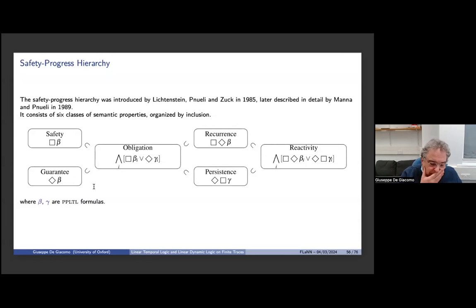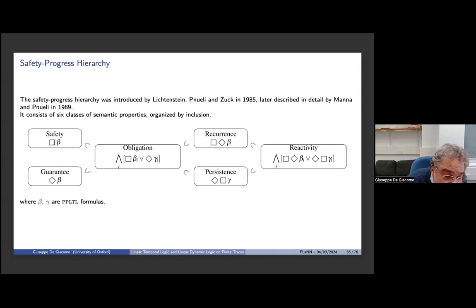Now, let me tell you that this pure past LTL has been used in the past, especially for characterizing the expressivity of fragments of LTL on infinite traces. In particular, we have this safety-progress hierarchy, by Manna and Pnueli, that divided all the formulas of LTL into safety formulas, guarantee formulas, obligation formulas, recurrence formulas, persistence formulas, etc. And they have a syntactic form, you can see it over here.